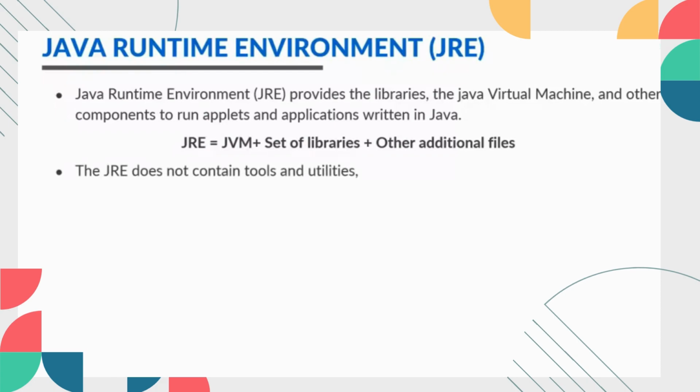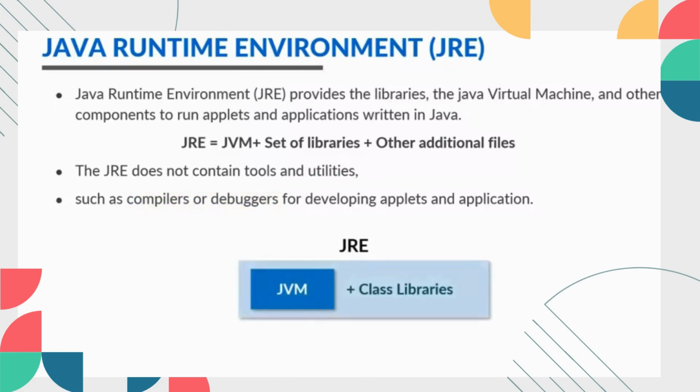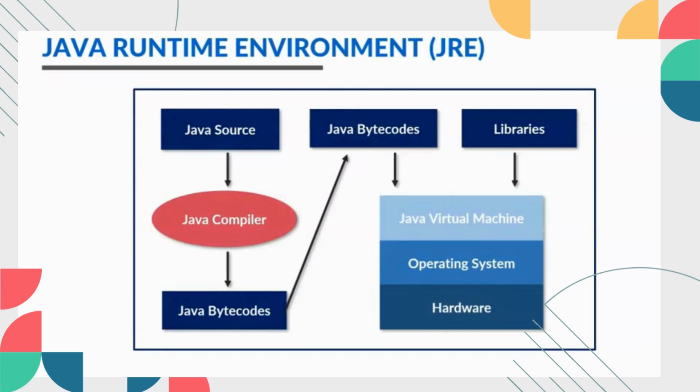JRE is equal to the JVM plus the set of libraries and other additional files required to run your program. JRE does not contain development tools and utilities, such as compilers or debuggers for developing applets and applications. It contains just the libraries and the JVM inside it. JRE is just a simple JVM with the class libraries.